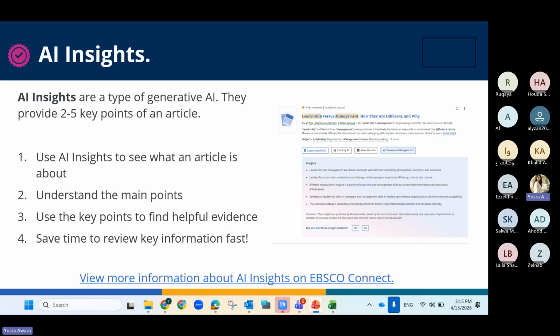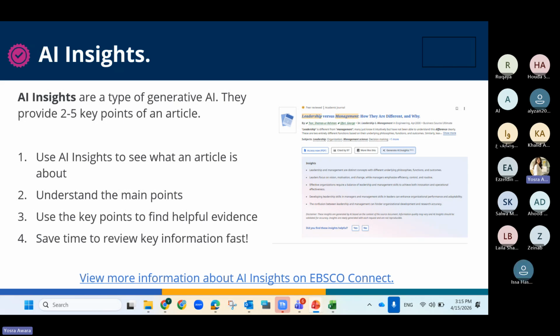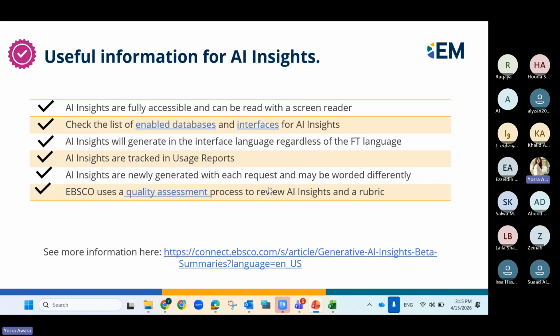And this will generate up to 5 key points of an article to help me understand the main context, the main key points, and review key information fast. And I would like to highlight that AI Insights is not a replacement of full text. This is supplemental material. It is a way for you to reduce the time spent when you decide whether it's worthy of my time to review this article or not. Just head to the AI Insights and you read them fast.